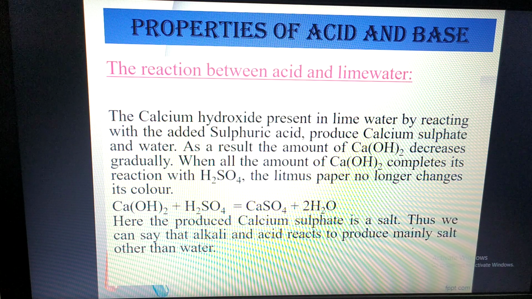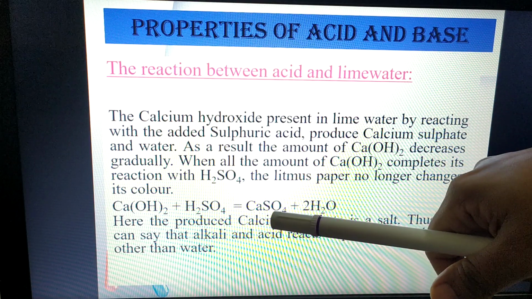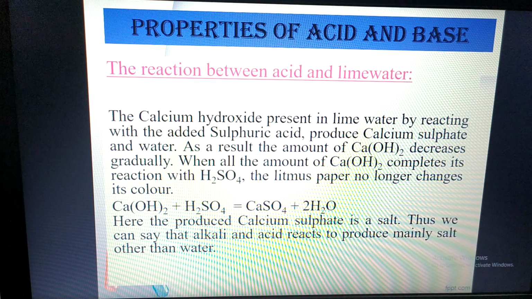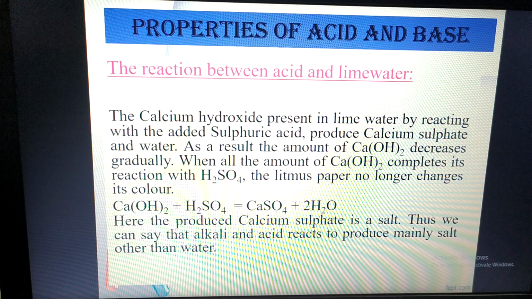But this is separated: when lime water reacts with an acid, I have written sulfuric acid, calcium sulfate is produced and water is produced. This is salt, this is water. And so in that case, what will happen? No color change will happen.